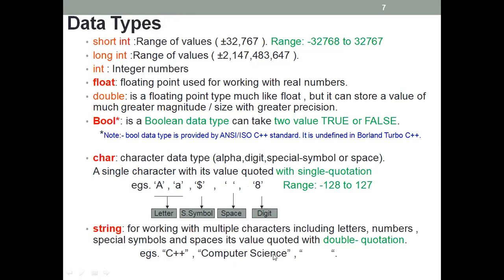Computer science, or your name, Ahmad, or C++ programming. Whatever you write, more than one, you have to put the double quotation. This is called the string. And here you didn't write anything, but there are spaces here. 1, 2, 3, 4, maybe 5 spaces here. So open, space, and then close. So that's why this is considered a string here. And here you only have one space, so that's why this is a character. But here you have maybe 5 spaces, so that's why this is considered a string.